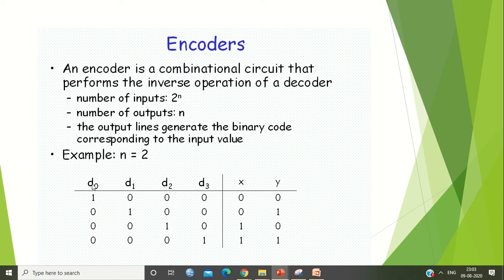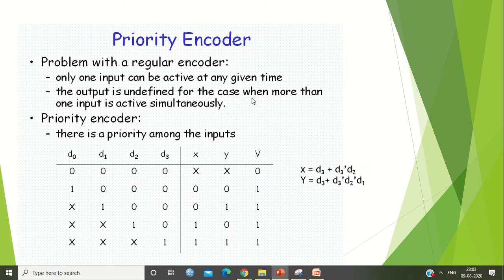For example, the hierarchy is D0, D1, D2 and D3. When compared to D0, D1 is of higher priority. When compared to D0 and D1, D2 has a higher priority. When compared to D0, D1 and D2, D3 has the highest priority. So that's what is given here.